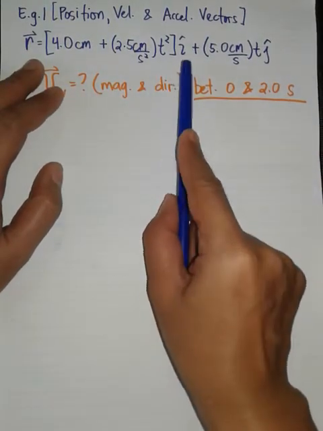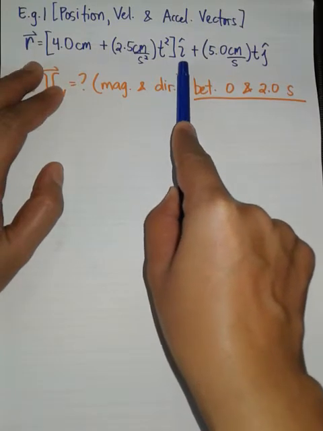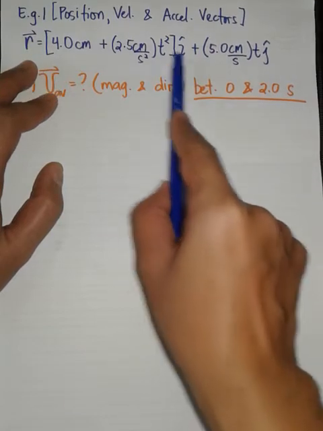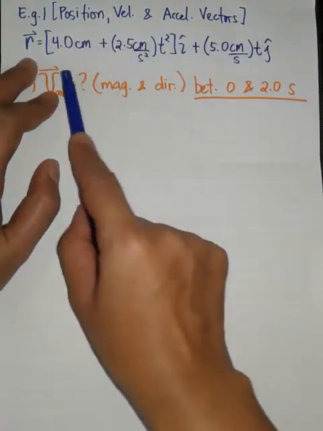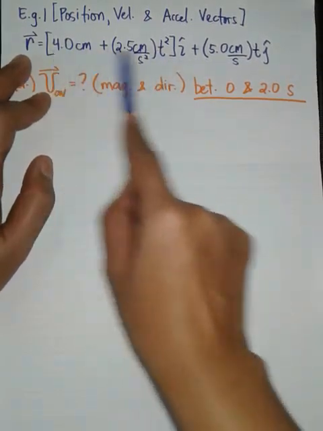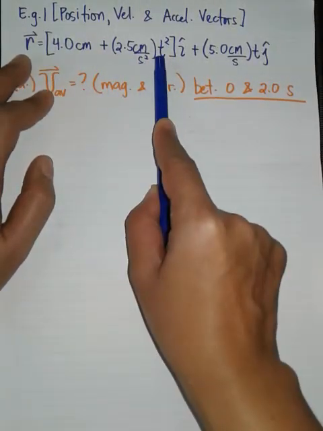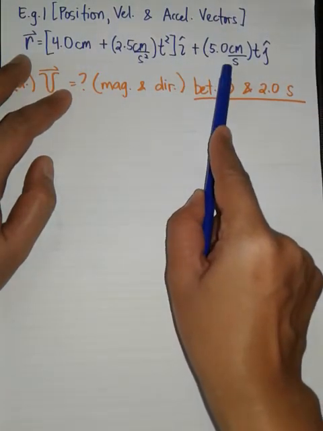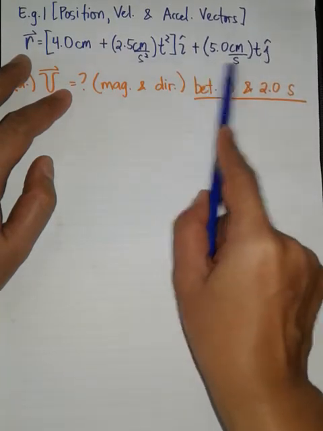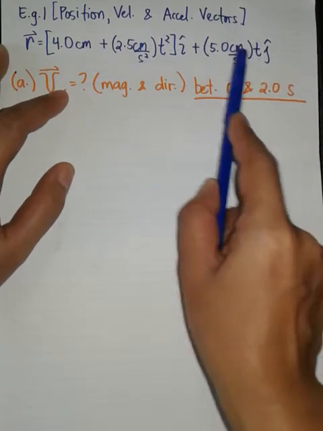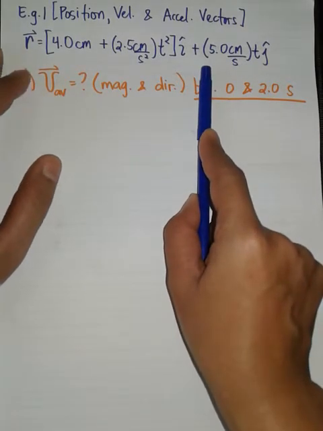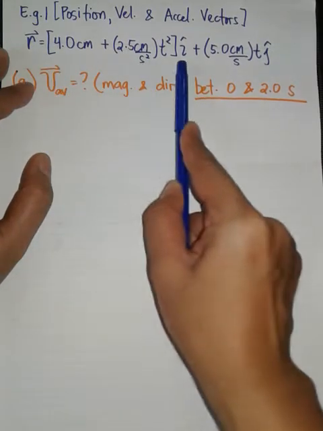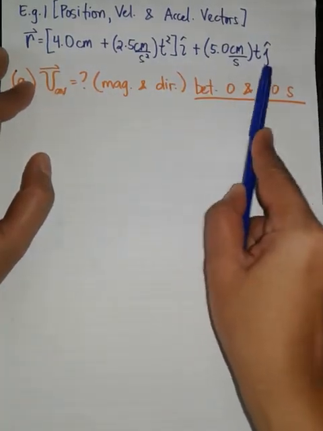Now, take note that the i hat here, remember in our previous discussion, i hat is a unit vector that points in the direction of the x component. So, immediately, you know that this expression here is the x position, or the position of the particle along the x-axis, because of the i hat. And then you have here the 5t. The j hat here is telling us that this is the expression for the position of the particle along the y-axis. So this is basically x i hat plus y j hat.